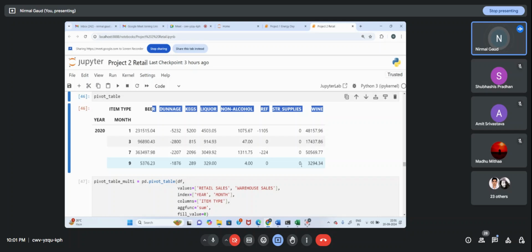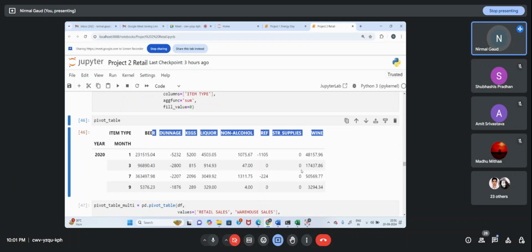If someone asks you what is the average sale for beer in month 1, you can say, sir, for month 1 the average sale for the beer corresponding to warehouse is 231,515, or the total sum of the sales is this thing. You can answer. So the pivot table is very much important.